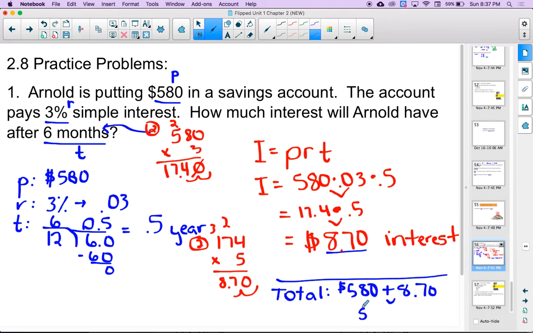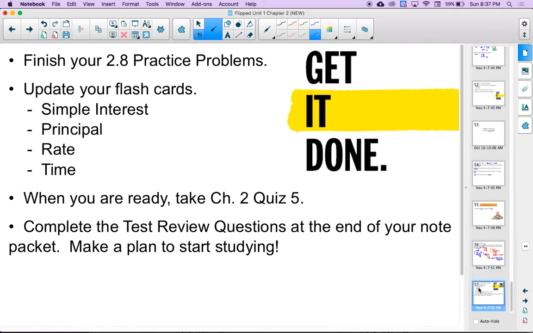So if they would ask that question, they did not ask it this time, but if they would, he would end up with $588.70 as his total. Take notice, every time I change gears on what I'm solving for, I'm drawing a line, I'm using a new label, I'm trying to stay very organized with this work.